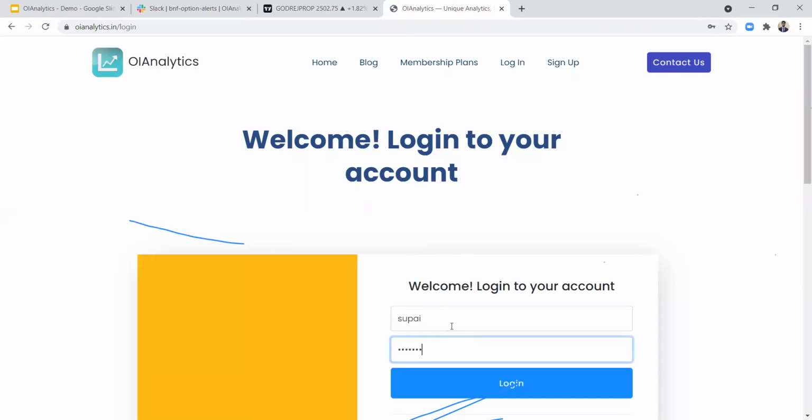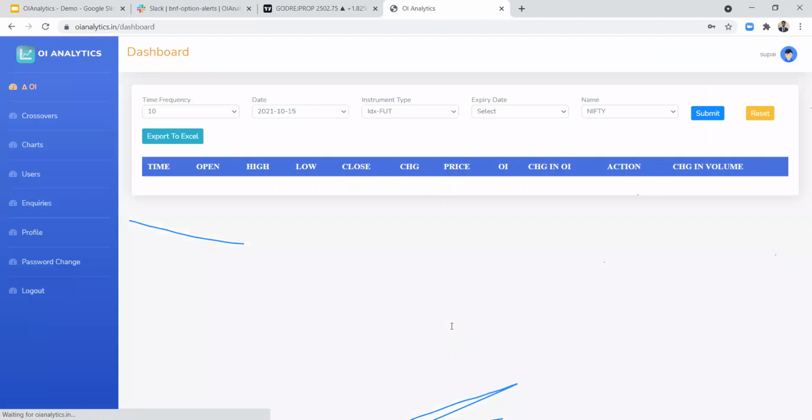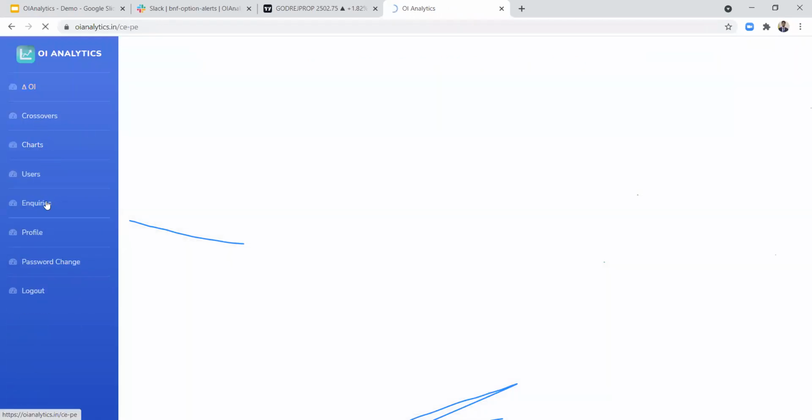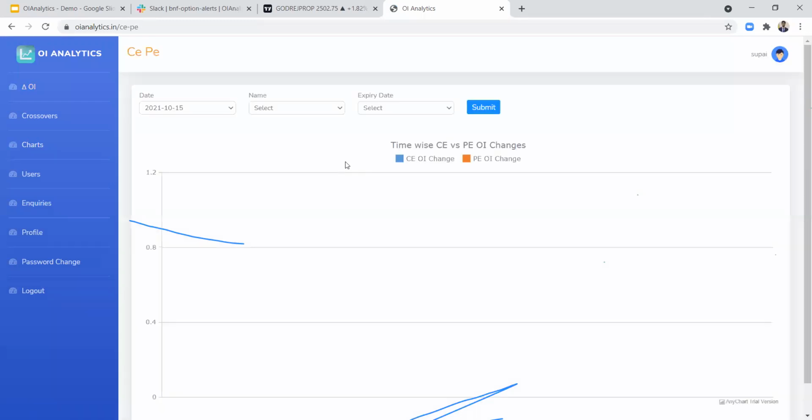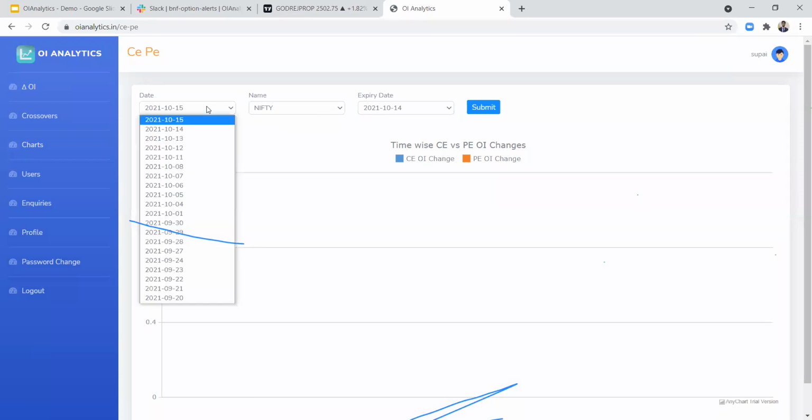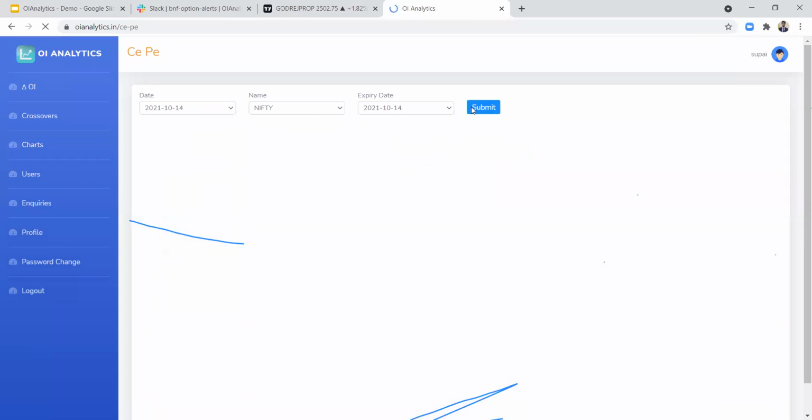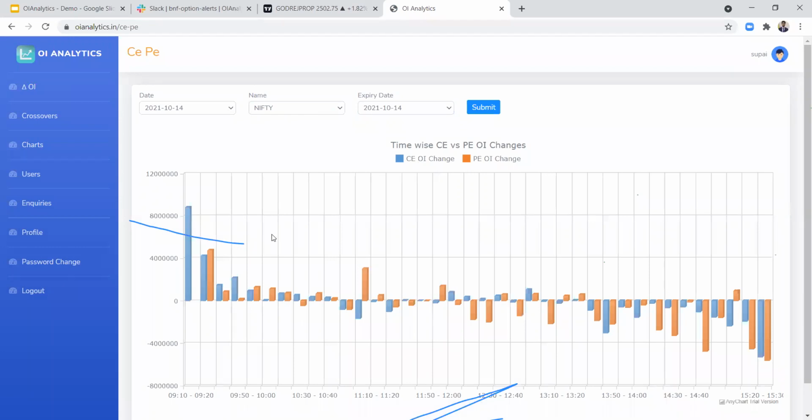So I'm going to show you the CE versus PE charts. So this is what you see for Nifty. If we want to see by expiry date, you can see the PE versus CE. So this is if you just check for 14th. So this is what the CE versus PE charts look like.